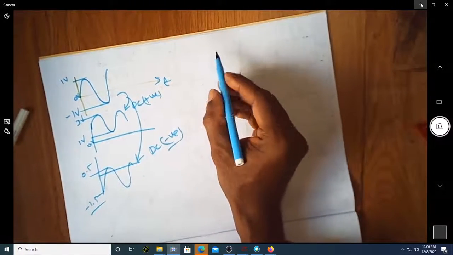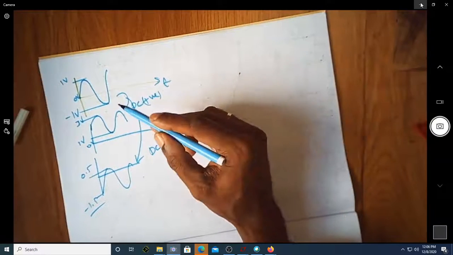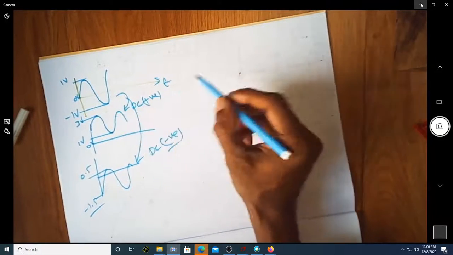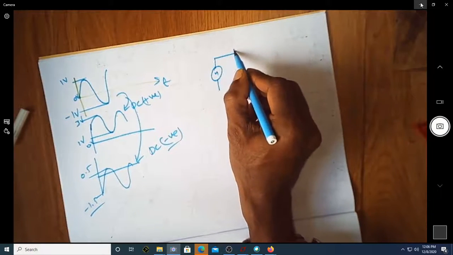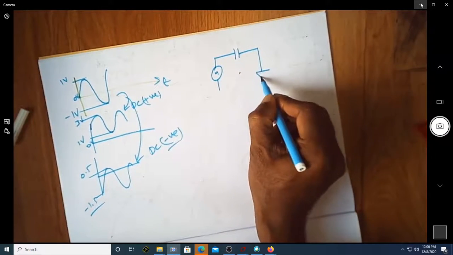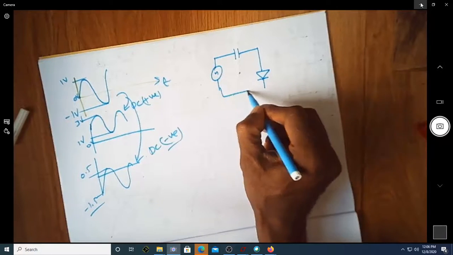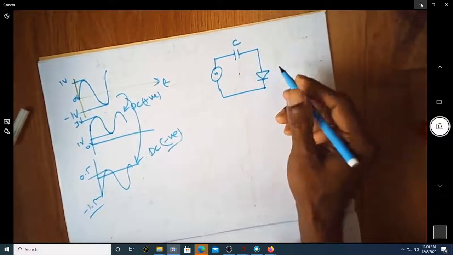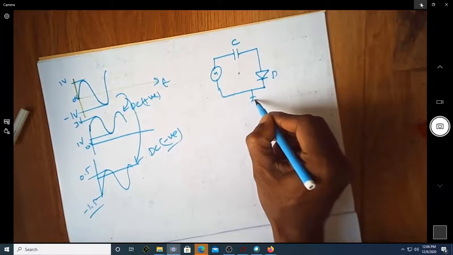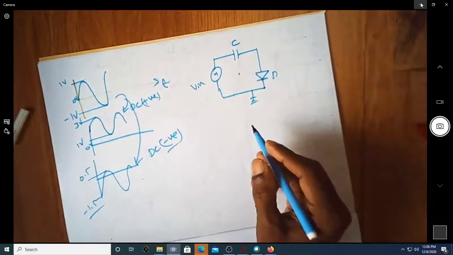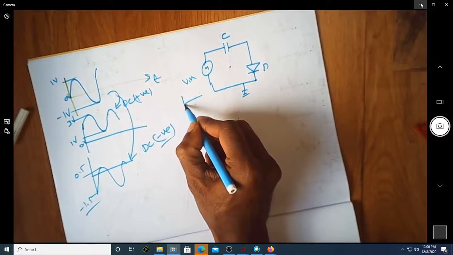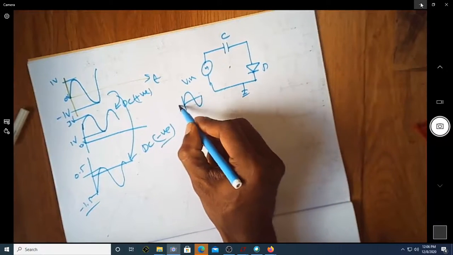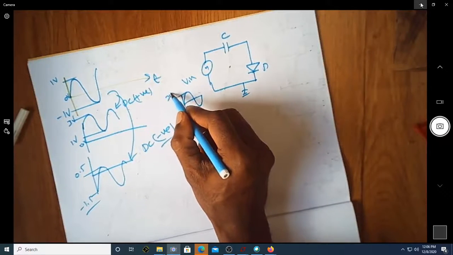So let us consider one such circuit which can help in realizing something like this. Let us consider a circuit having a capacitor and a diode like this. So this is a capacitor, this is a diode, and let me ground this. Let me apply an input voltage. Let us assume that this is a sinusoidal input voltage, going something like this. This is 0, and assume that this is some x volts.